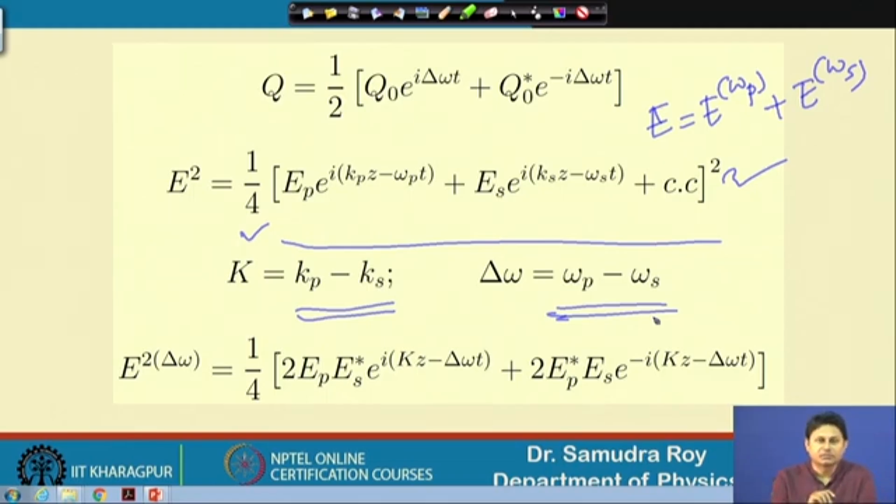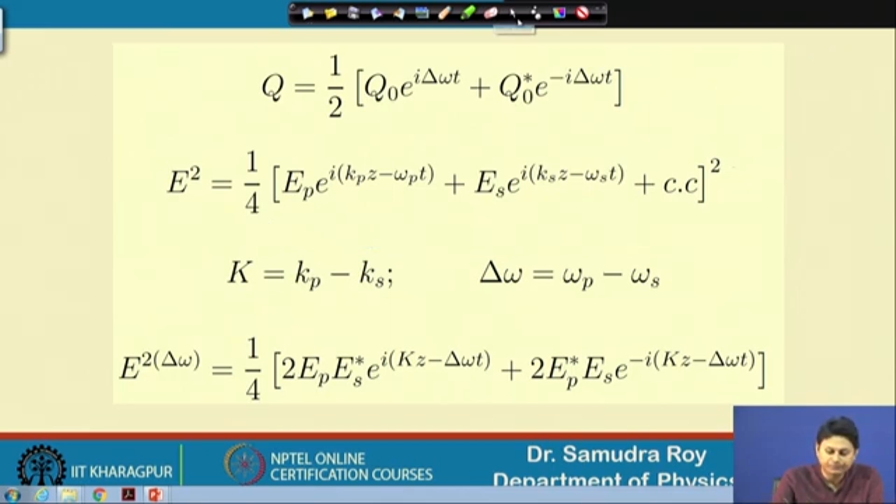E square, please note that E square is having many frequency components. When you make the square term, then you will have one frequency omega p with a multiplication of 2. So, 2 omega p one frequency will be there, 2 omega s another frequency will be there. So, this 2 omega p, 2 omega s is some sort of second harmonic generation kind of stuff. But apart from that, there are few frequency components, and one important frequency component that we have is omega p minus omega s. This omega p minus omega s term is important because E square is a force term.